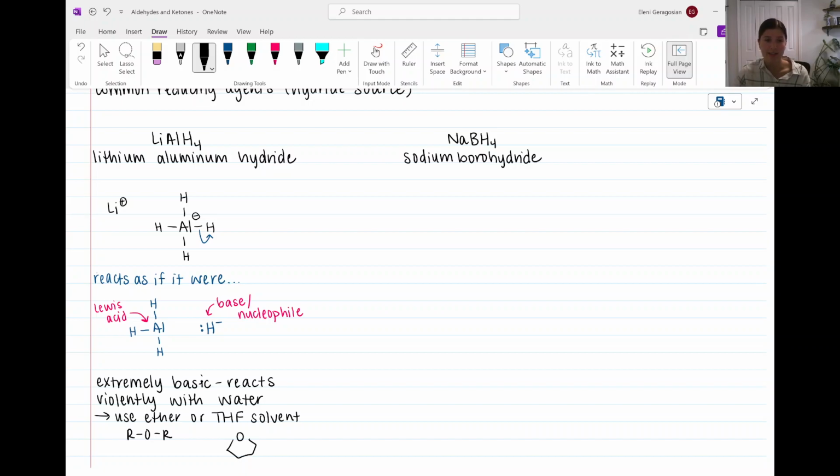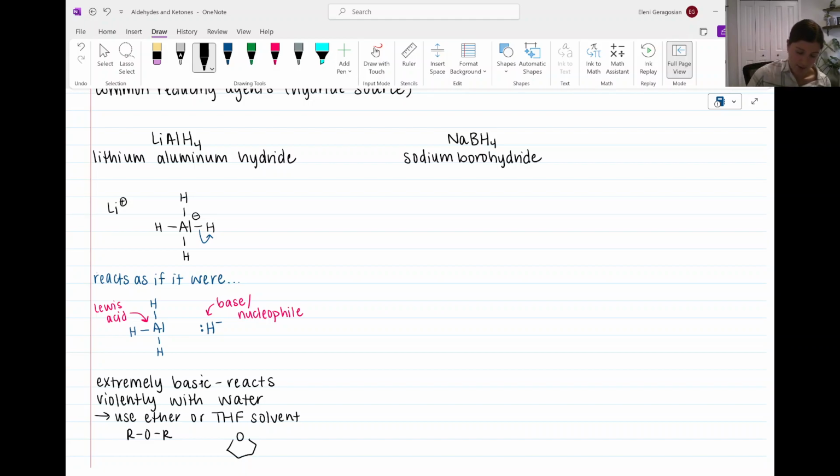If you had a protic solvent present, that would be a problem. The hydride would react with the hydrogen in a protic solvent to create hydrogen gas that bubbles out. And so then we wouldn't have the lithium aluminum hydride to complete the mechanism with.